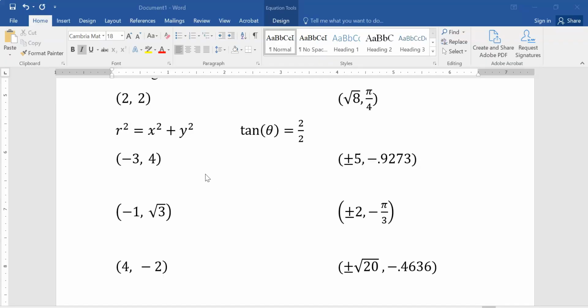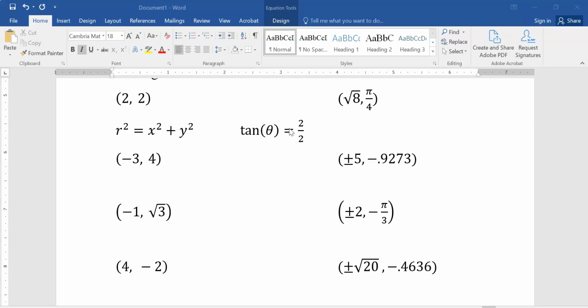You went ahead and did that. Now, let's take the rectangular point negative 3, 4. Well, when you plug that into the r squared equation, r squared gives you 25, and so r has to be either the positive or the negative 5.